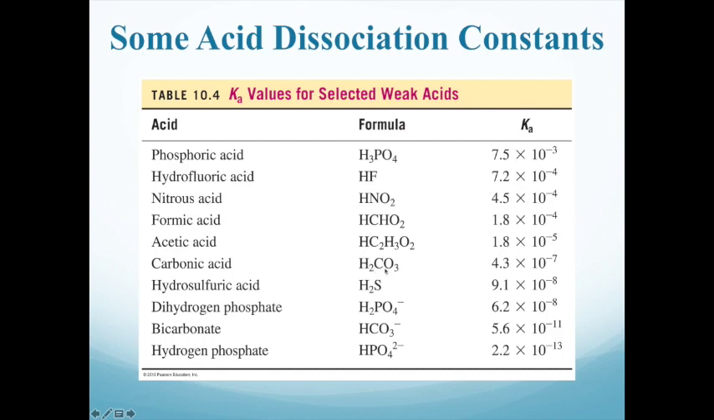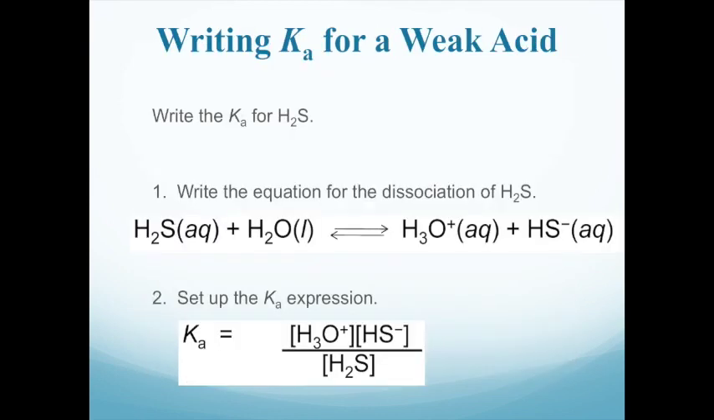Carbonic acid is the dissolved form of carbon dioxide in your blood. And bicarbonate ions are present in baking soda. Acetic acid is vinegar. Formic acid we just talked about. And some of the lower ones here have very low dissociation constants, down around 10 to the minus 13. So we're going to move on with another example.